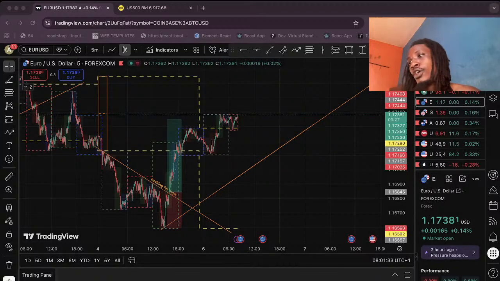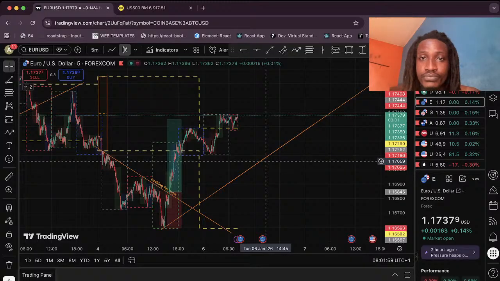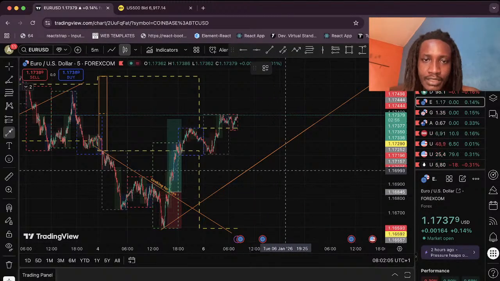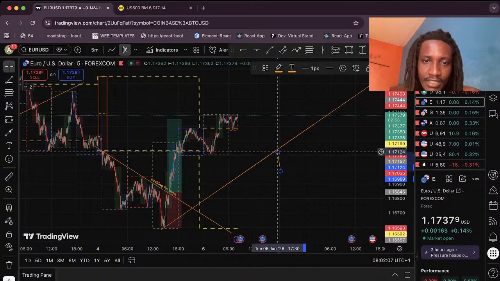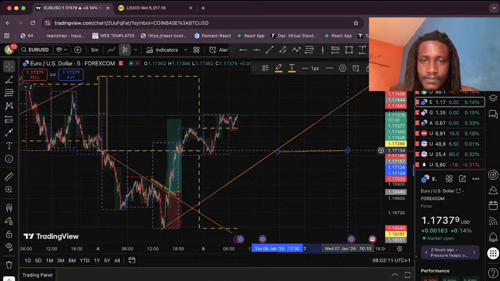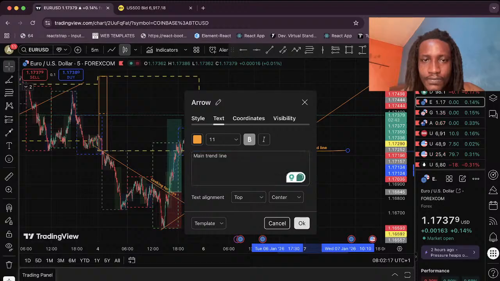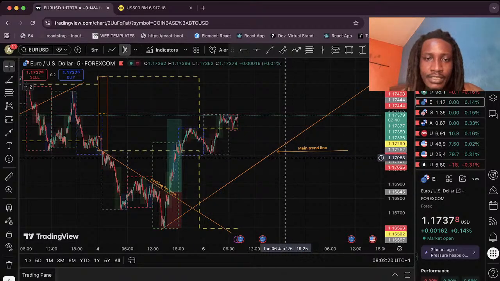So I want to point out something, and the thing I want to point out here is that the main trend line that I would want us to use is this one here. This one that I just have here. This is the main. Let me even tag it. I'll call this main trend line. So this is the main trend line.